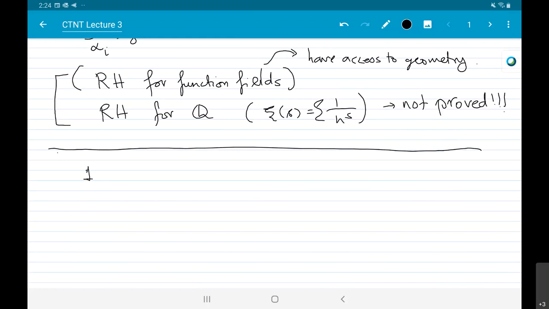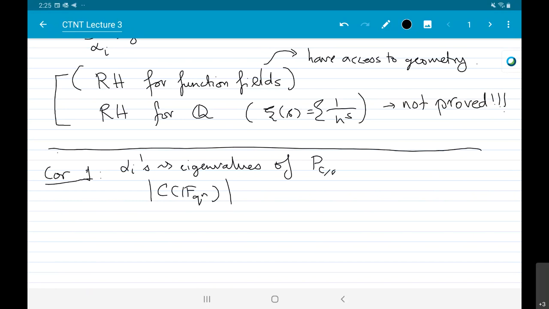The first one, the first corollary, is how do I use this to count points? So the number of points of C over F_q^n. Remember the alpha_i's are eigenvalues of Frobenius on C over F_q. So this is given by q^n + 1 minus the sum over alpha_i^n, i from 1 to 2g. So you get an exact formula. If you know the Frobenius polynomial, then you can count the number of points over every extension.